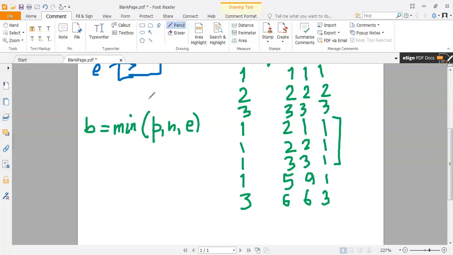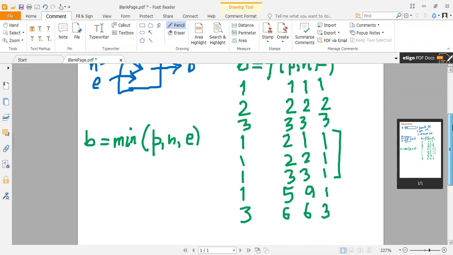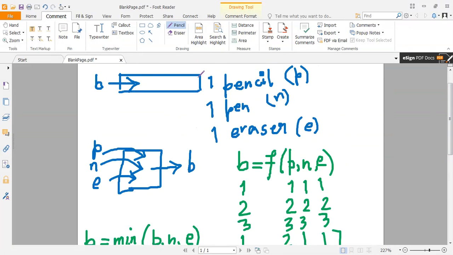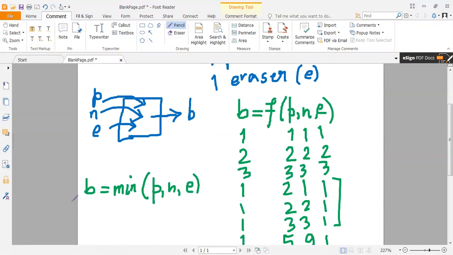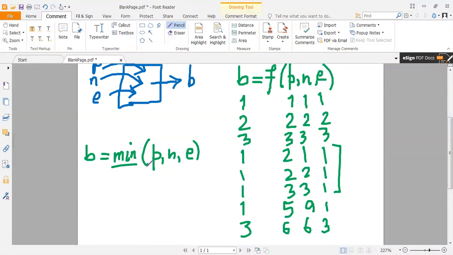So this is the function that I'm considering for this production function. This production technique, this production mechanism, looks like this. This is called the minimum function. So I have B equals minimum of P, N, and E. Now, does this work for all production possibilities, for all production techniques? Not necessarily. I can have other functions as well.